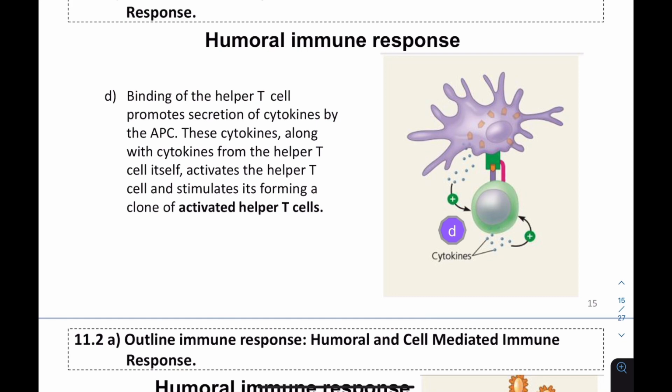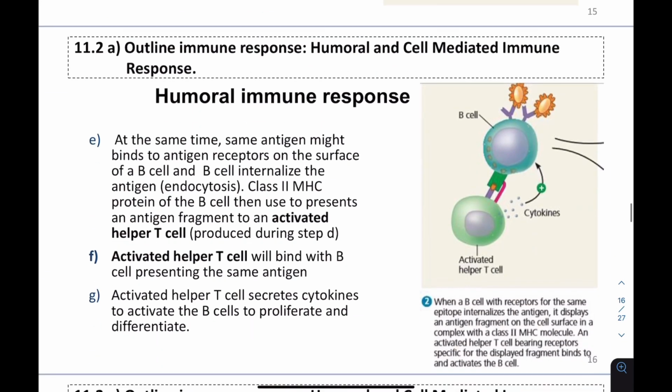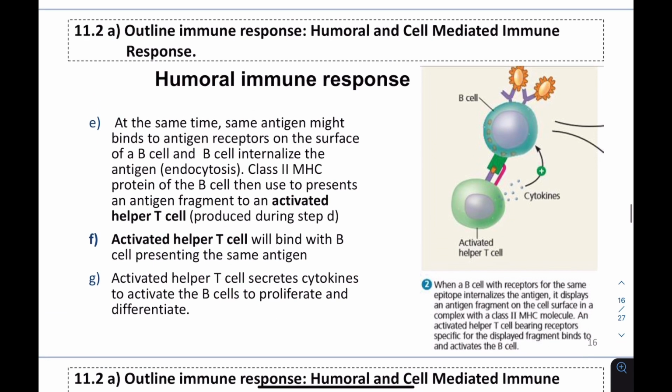So sekarang kita ada activated helper T cell. So activated helper T cell ini, what it will do is it will circulate throughout our body dan dia akan cari sel yang present antigen yang sama. Okay, sel yang present antigen yang sama. So at the same time, same antigen might bind to antigen receptor on the surface of B cell.